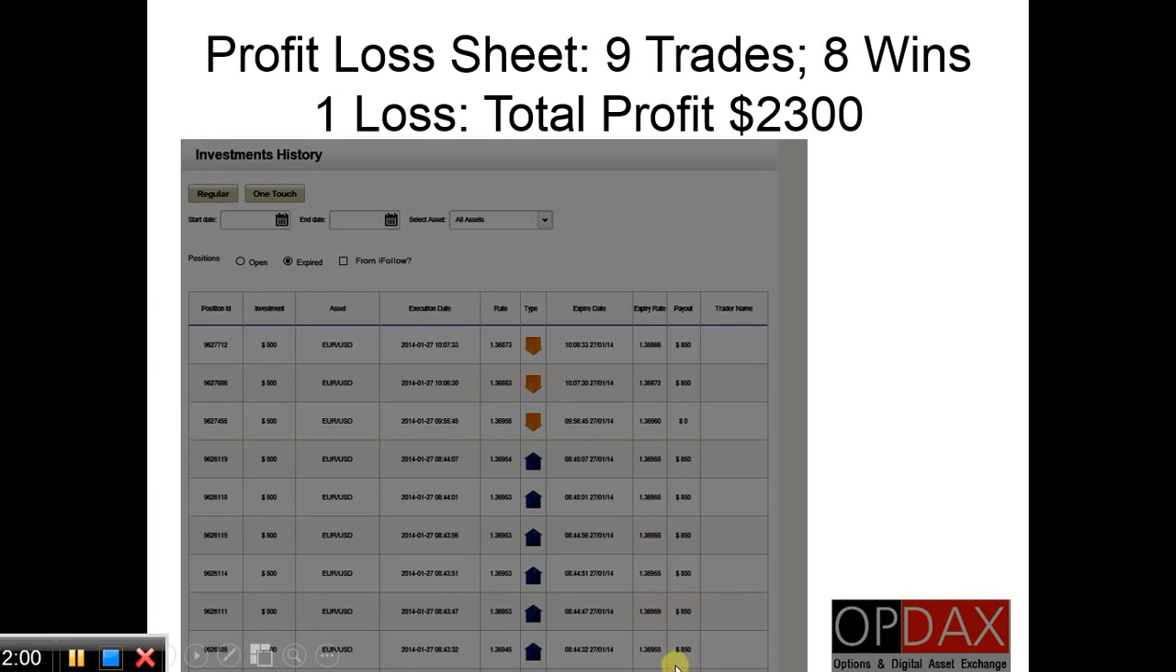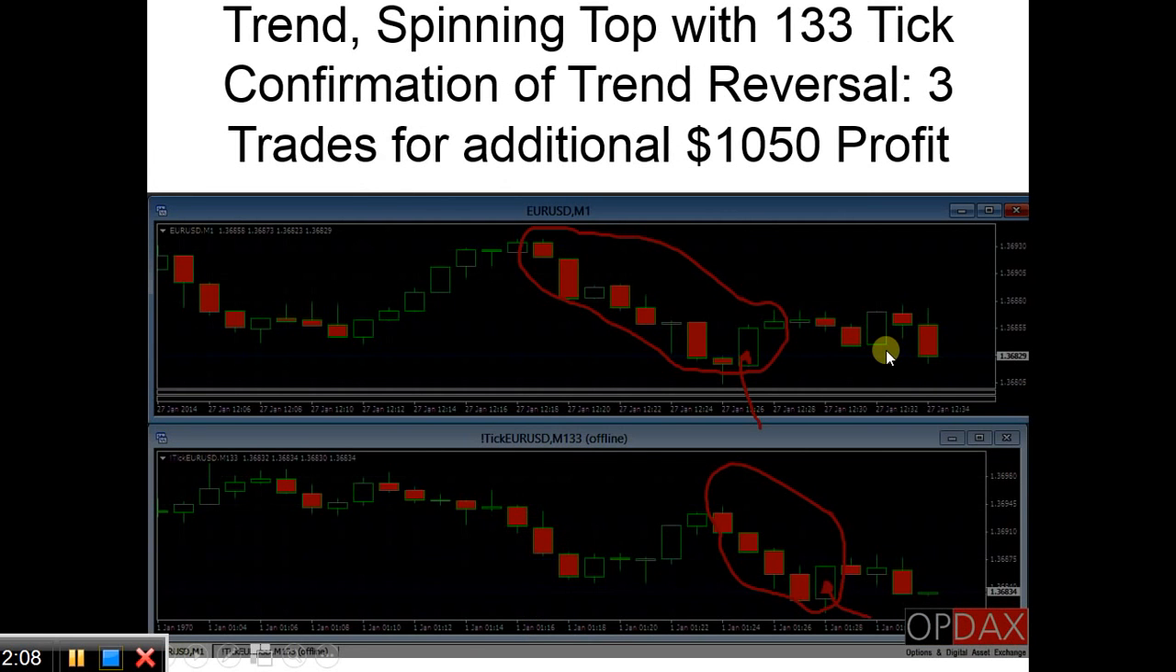So you can just see here we had 9 trades, 8 wins, 1 loss. We had a total profit of $2,300. Okay, so here, I think this was about 40 or 50 minutes later.